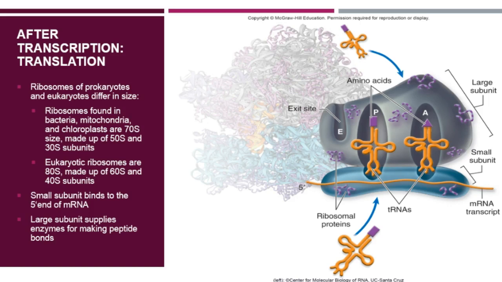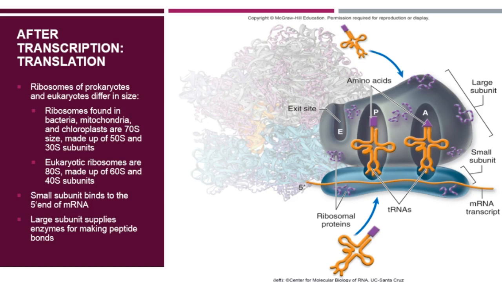And we've already learned in earlier chapters that the ribosomes of prokaryotes and the ribosomes of eukaryotes are not the same. They differ in size. So the ribosomes found in bacteria, mitochondria, and chloroplasts are 70S ribosomes, and they're composed of a 50S large subunit and a 30S small subunit, while eukaryotic ribosomes are 80S, and they're composed of a 60S large subunit and a 40S small subunit.